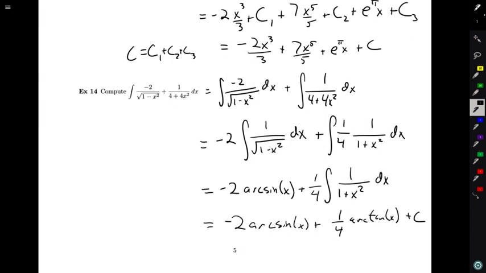So hopefully this has given us a little bit of practice with some of these initial integral rules, and you'll have more practice on homework in order to solidify your understanding of how to use these rules.